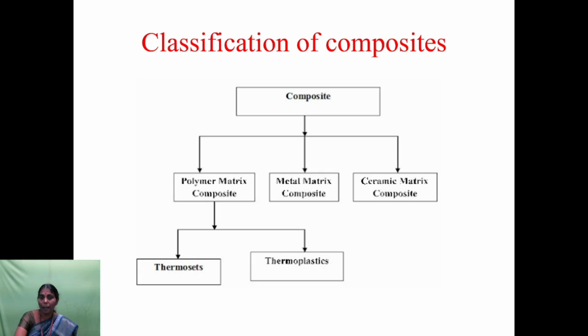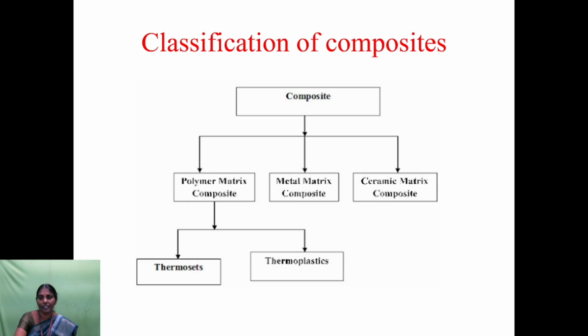Then the second one is the metal matrix composite. Here the matrix material is metal. Compared to polymer, metal has high density. So we can use polymer matrix composites more than metal matrix composites. Metal matrix composite materials are used in high temperature applications because metals have a high boiling point, high temperature resistance, and high stiffness. Anyway, we use polymer matrix composites more than metal matrix composites.